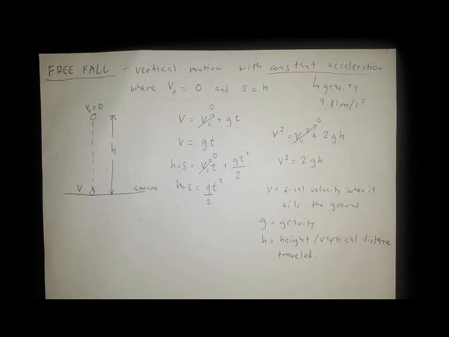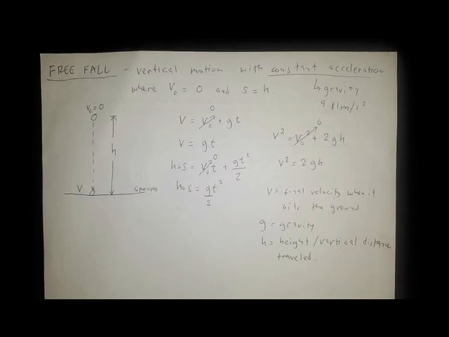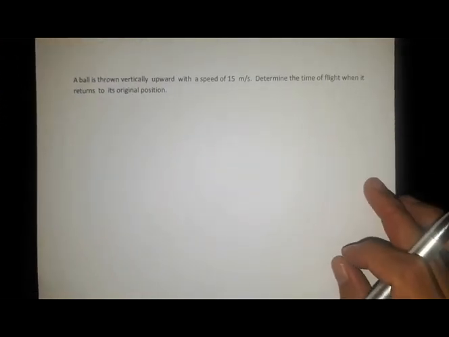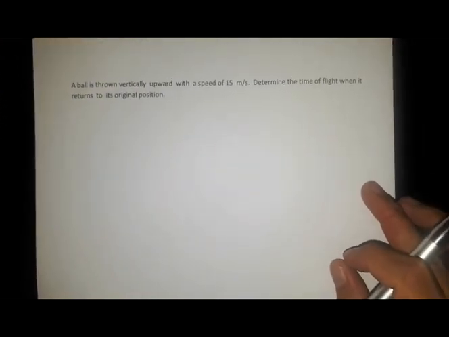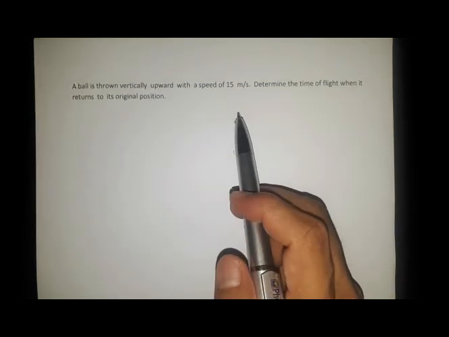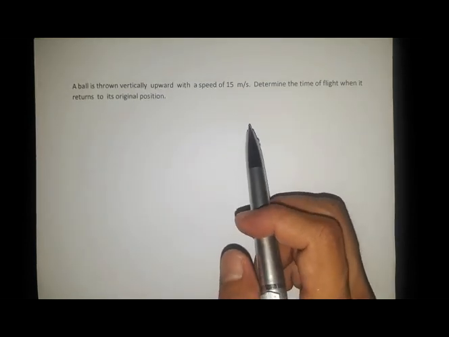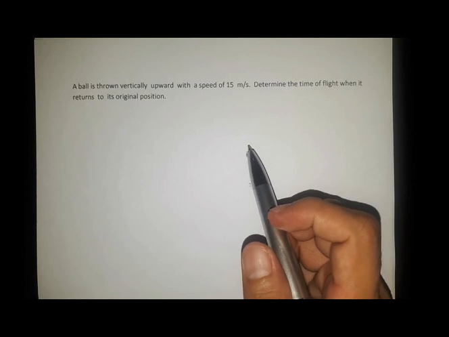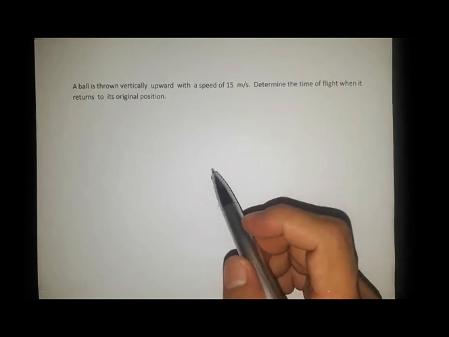So to further understand, let's take a sample problem. A ball is thrown vertically upward with a speed of 15 meters per second. Determine the time of flight when it returns to its original position.